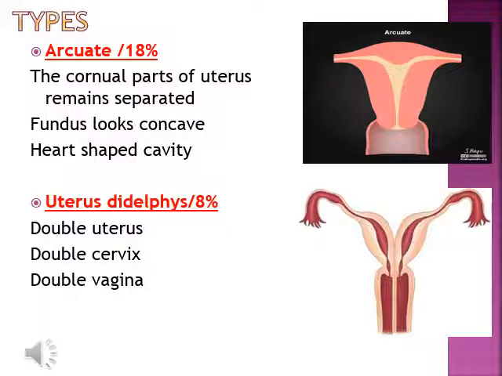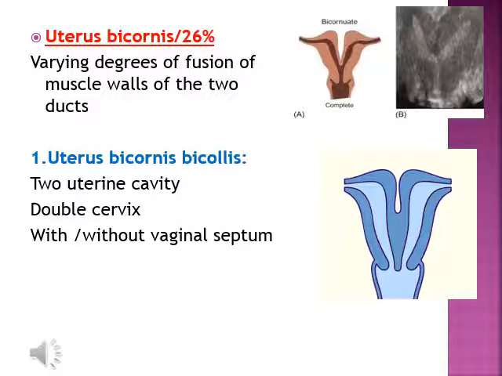Next is uterus didelphys, which is 8%. There will be a double uterus, double cervix and double vagina. Next is uterus bicornis. The incidence rate is 26%. Varying degrees of fusion of the muscle walls of the two ducts will be present. Uterus bicornis is divided into different types. The first is uterus bicornis bicollis, where two uterine cavities and a double cervix are found, with or without a vaginal septum.